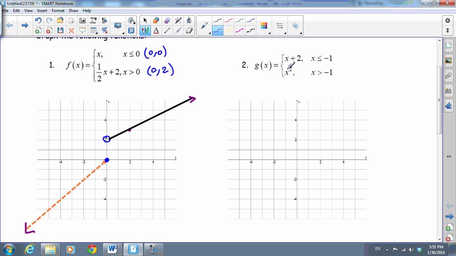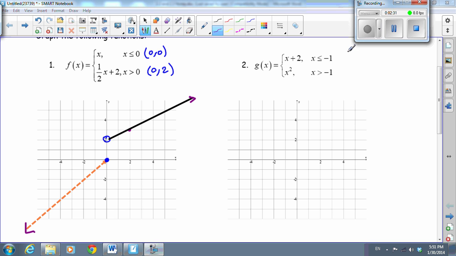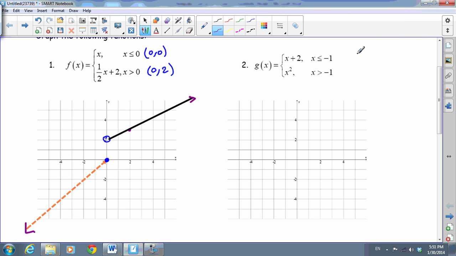Let's look at the second problem. For the second problem, what I will do is, again, check it for my -1. So I will plug in -1 in here. And if I plug in -1 for x, I will end up at 1 for y. And if you plug in -1 for x on the second one, you will end up again with 1. So at the point -1, 1, it will be a solid point. So I will go ahead and graph the first one.